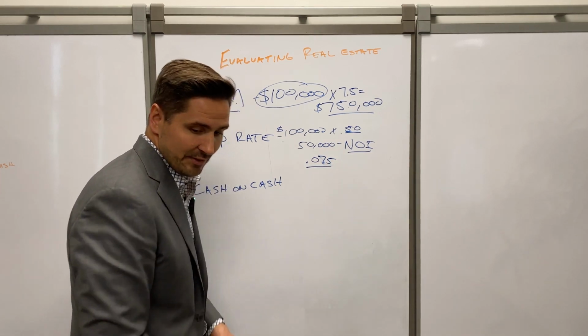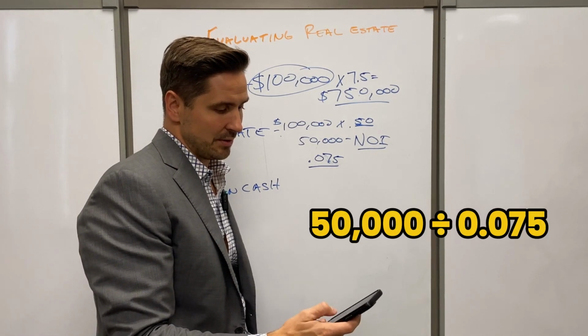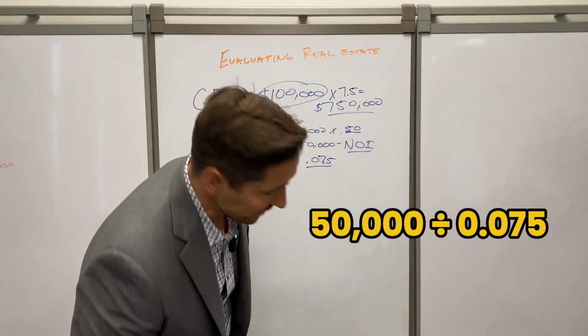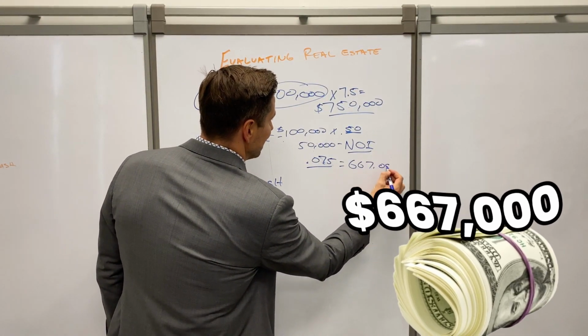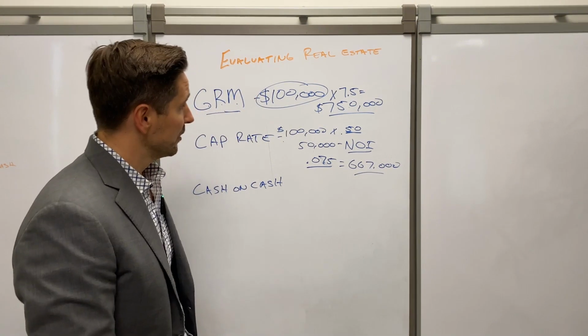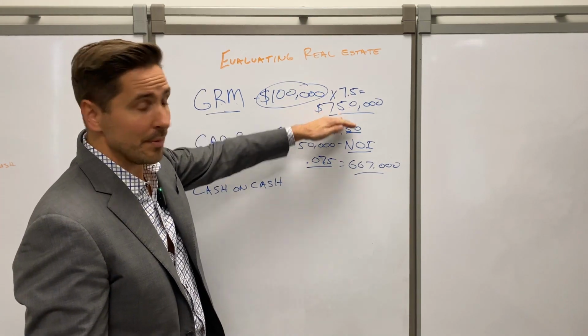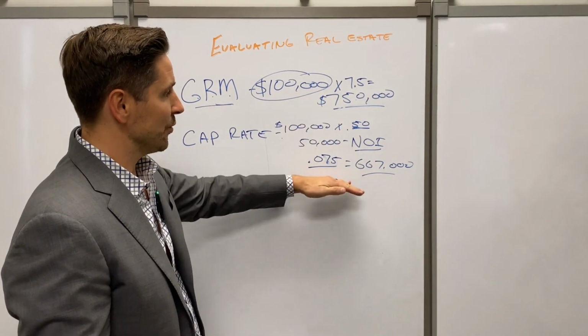Now if I divide 50,000, I'll do some quick calculations here. 50,000 divided by 0.075, that's going to make this property worth $667,000, okay? So you can see the cap rate gives a different price than the GRM because it took into account expenses, all right? So there's different ways to evaluate that.